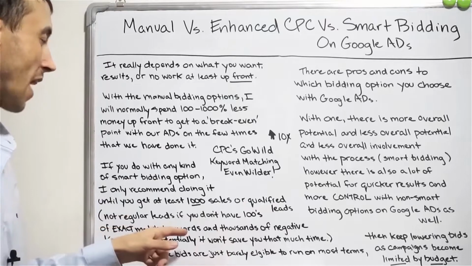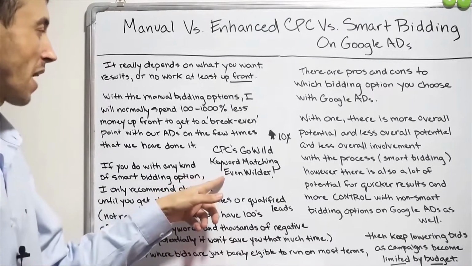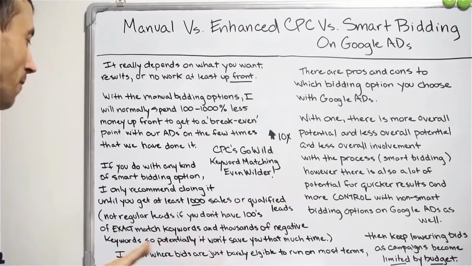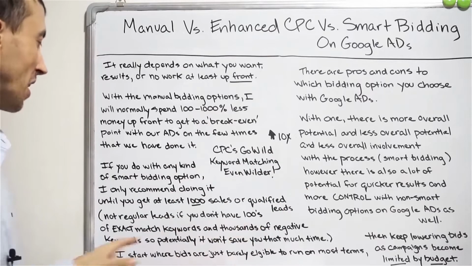All your keywords should be in exact match, because again, the keyword matching with smart bidding is wilder than with manual bidding, as I found, and you're going to want thousands of negative keywords.